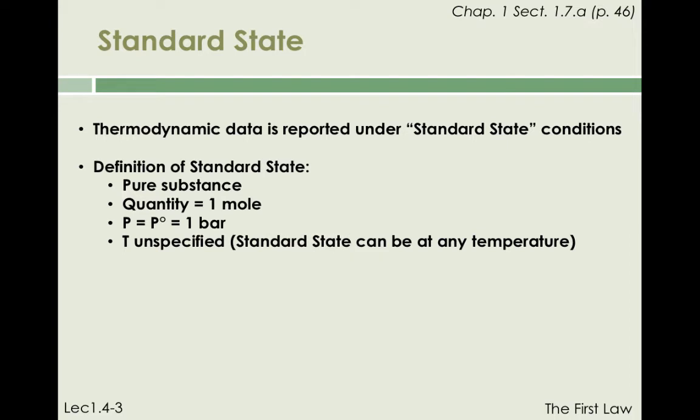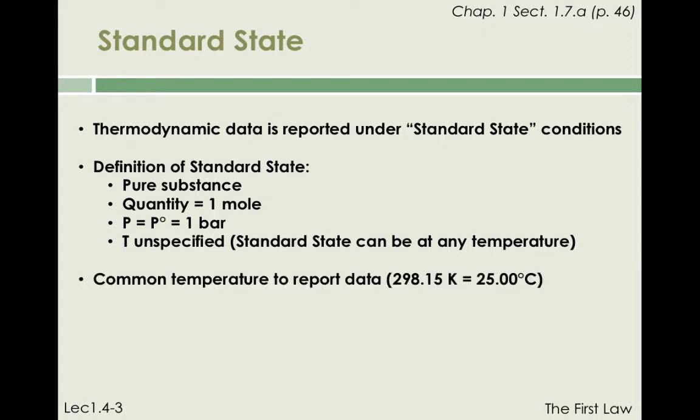However, the temperature is not specified by the standard state, which means that we can have water in the standard state at 40 degrees Fahrenheit or water in the standard state at 80 degrees Fahrenheit. So, to fully describe the conditions under which the properties of a substance are reported in the standard state, we also need to specify the temperature. A common temperature used to report thermodynamic data for pure substances is 25.00 degrees Celsius or 298.15 Kelvin.